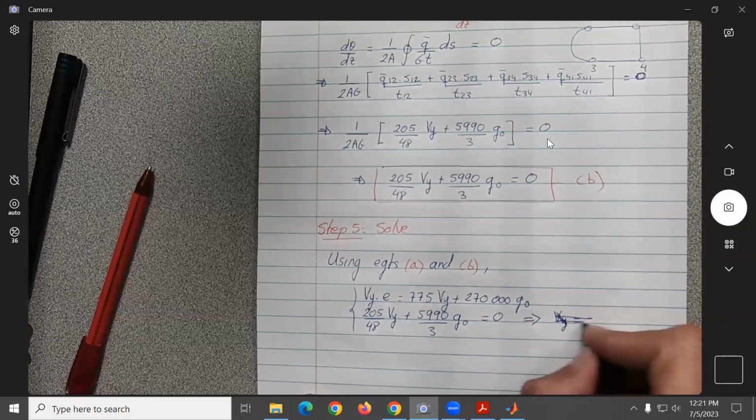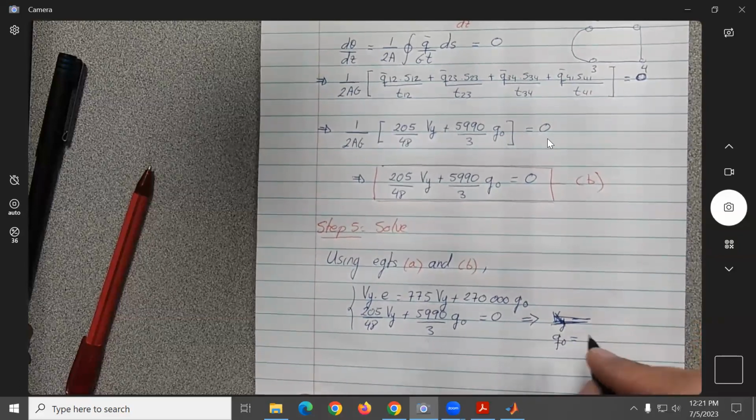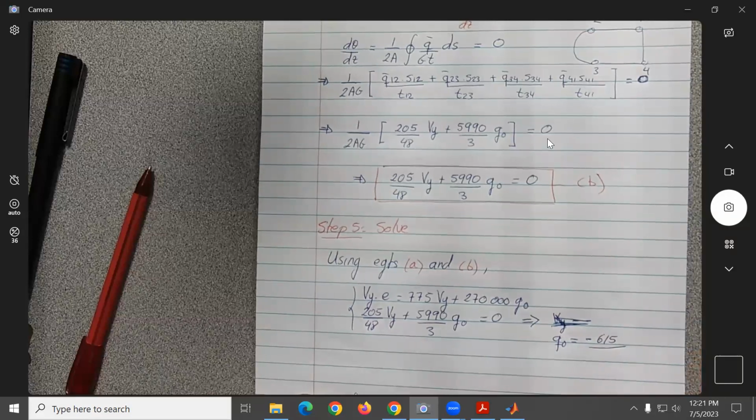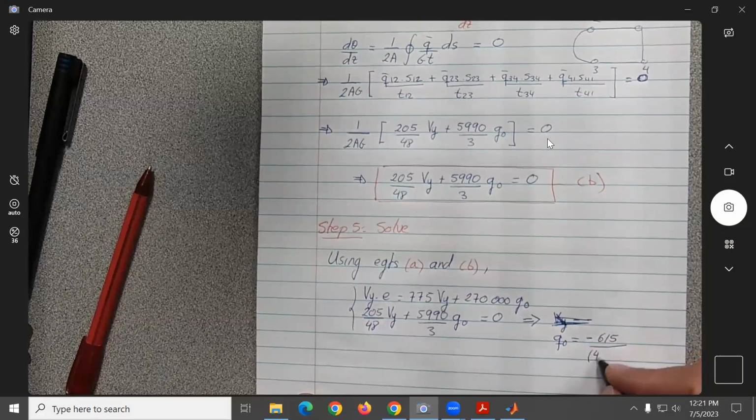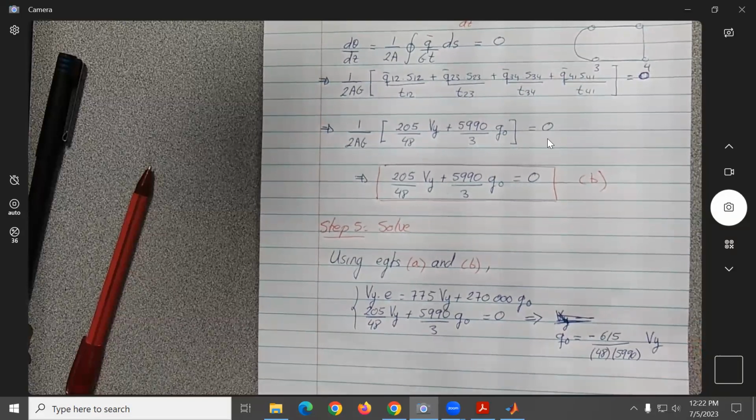Sorry for that. Now I see what needs to be done. So basically, Q sub naught will be equal to what? So give me 3 times 205. So that would be what? 615, no? Divided by 48 times 5,990 Dy, no? I'll put it here and then you do the calculations if you don't want to do them.